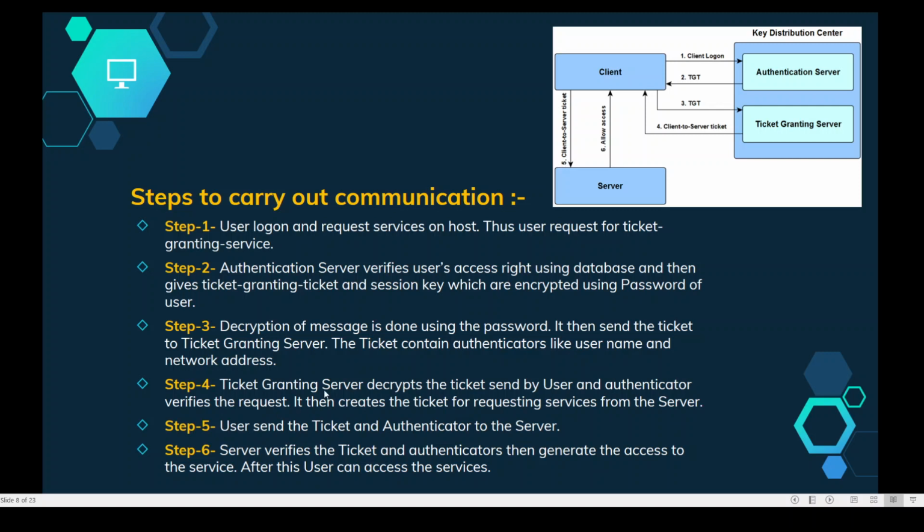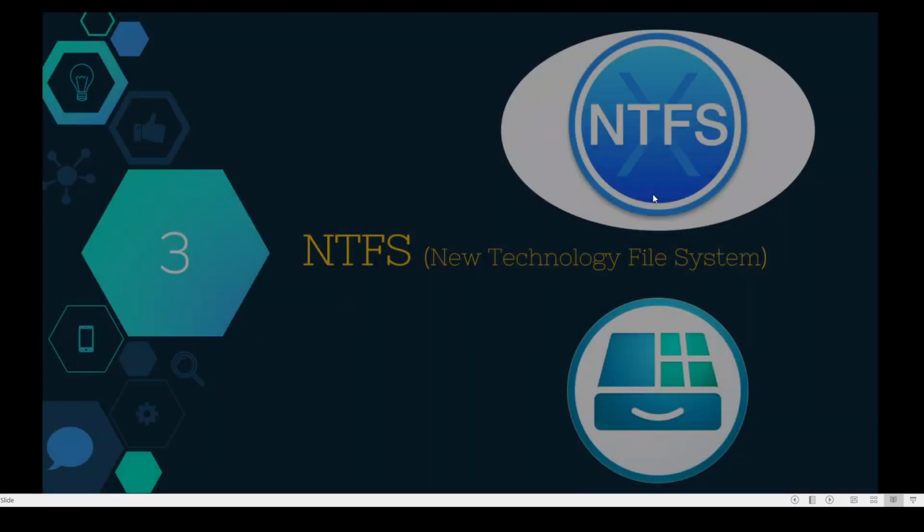The ticket granting service in step 4 decrypts the ticket sent by the user, and the authenticator verifies the request. It then creates a ticket for requesting services from the server. Step 5: the user sends the ticket and authenticator to the server, as you can see in the given diagram, and then the server allows the access.